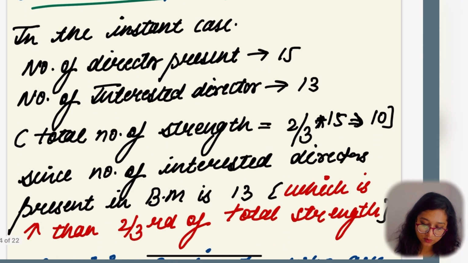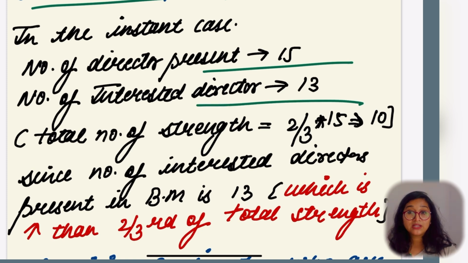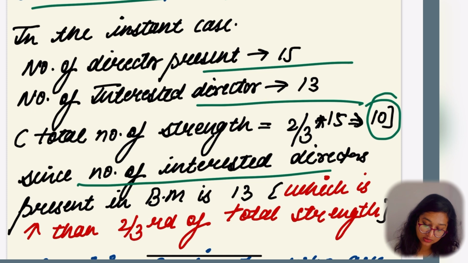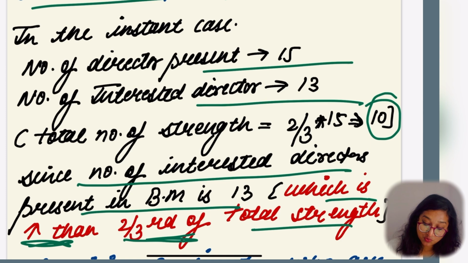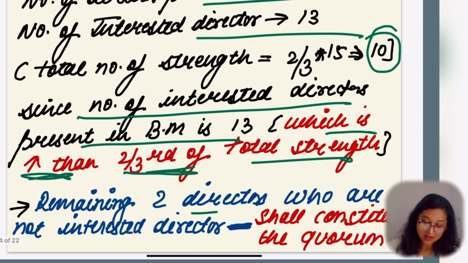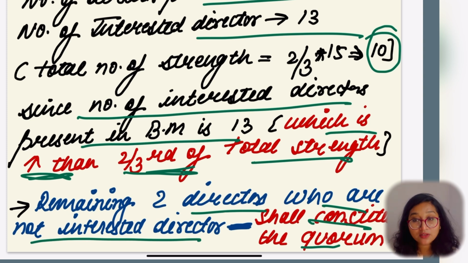So here is the solution. Number of directors present is 15. Total interested directors are 13. What I told you, interested directors, we are going to calculate 2/3 of total strength, which is 10. And here in this question, since the number of interested directors present at the board meeting is 13, which is more than 2/3 of total strength, what is going to happen? The remaining 2 directors who are not interested directors shall constitute the quorum.